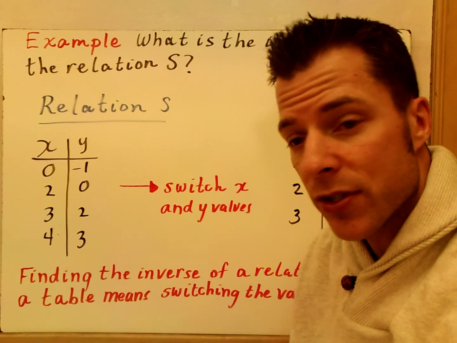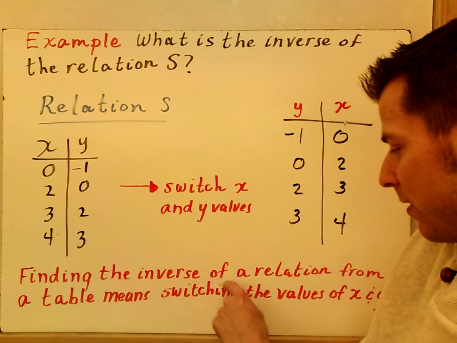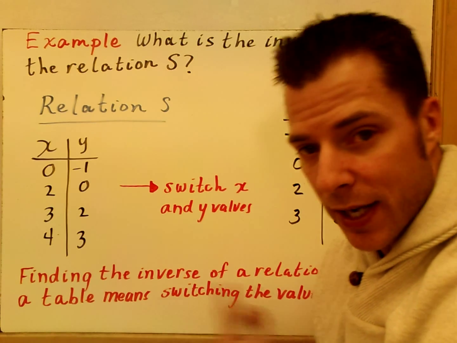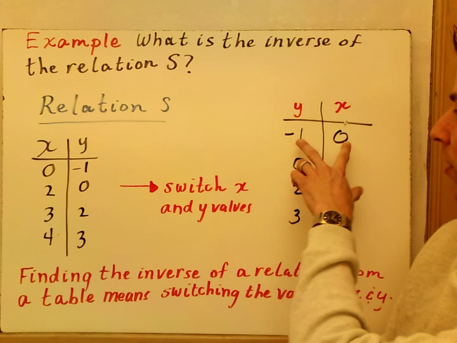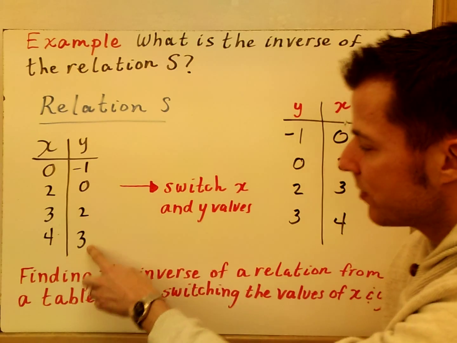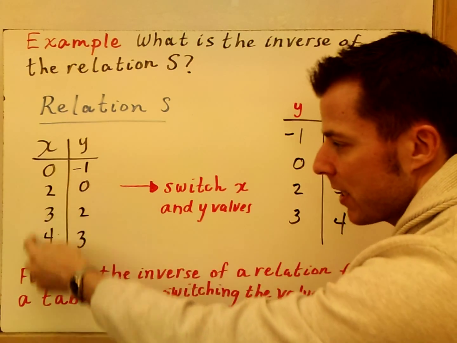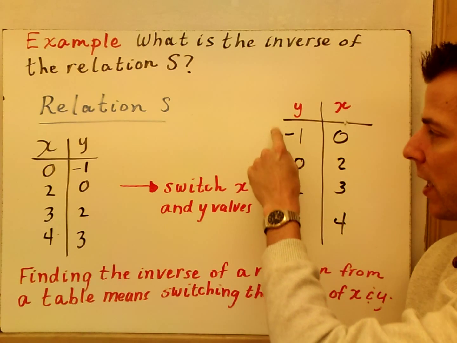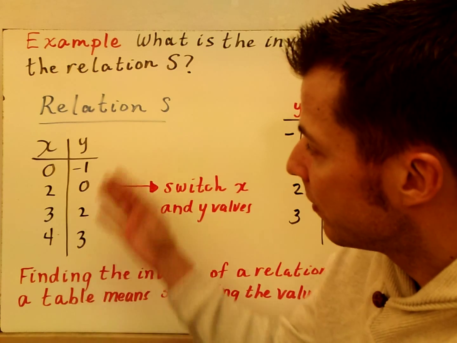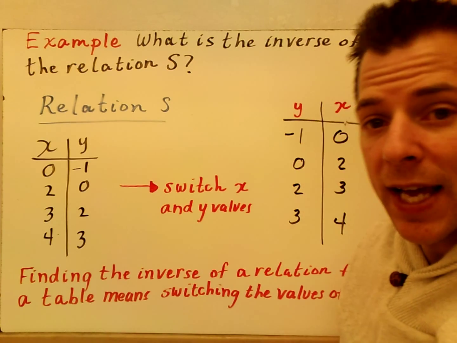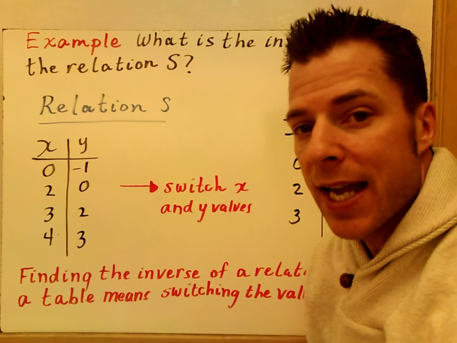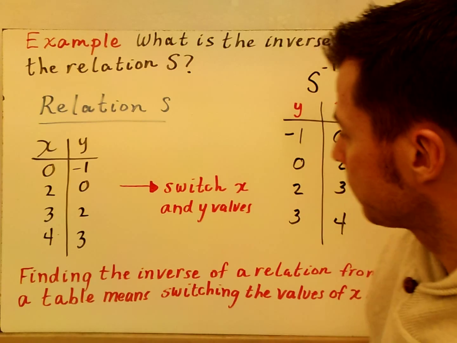So how do we find the inverse? Well, finding the inverse of a relation from a table just means switching the values of x and y. That's all you have to do. So notice how instead of writing x, y, I put y, x up here, because my y values now are the x values and my x values are now the y values. So this is the inverse relation of the relation S. If you wanted to call it, you would say S inverse. It's not S to the -1 power, it's called S inverse here.